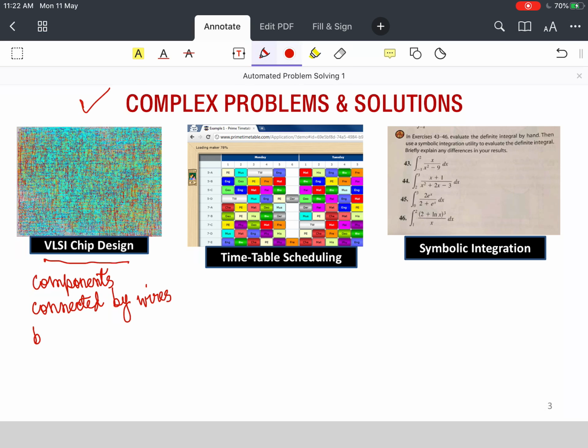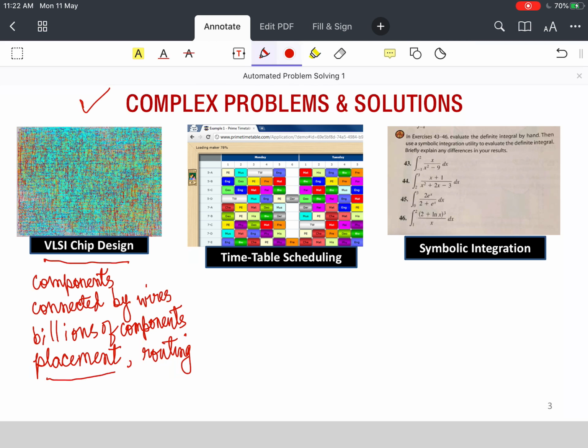And when there are billions of components and they all need to be connected, then we notice that it is a very complex problem of being able to place the components. So there is a placement problem. Then there is a routing problem. So the first is, where will we place the component?